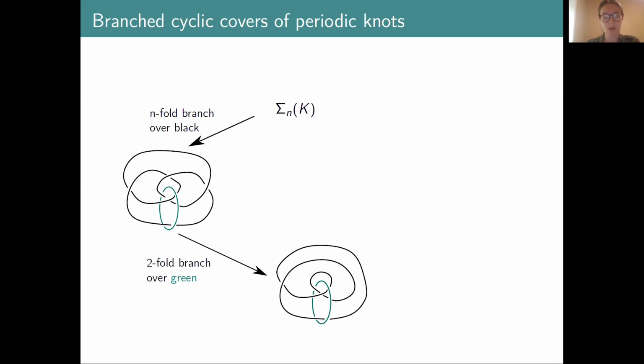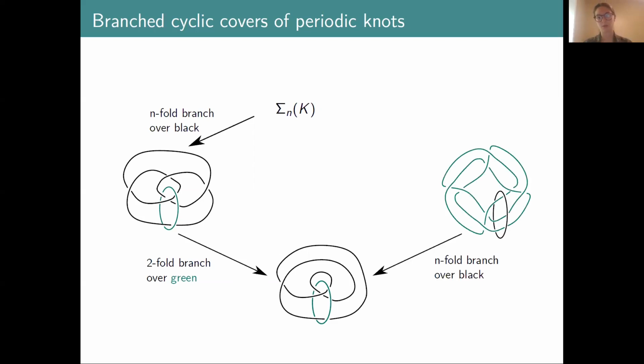Okay. And the manifolds that we're interested in are the n-fold branched covers of the figure 8 knot in this case, so the black curve. And so what we've kind of said on the left-hand side of this picture is that we can think of the n-fold branch cover of the figure 8 knot as this composite branching. So first 2-fold branch over the green, then n-fold branch over the black curve.